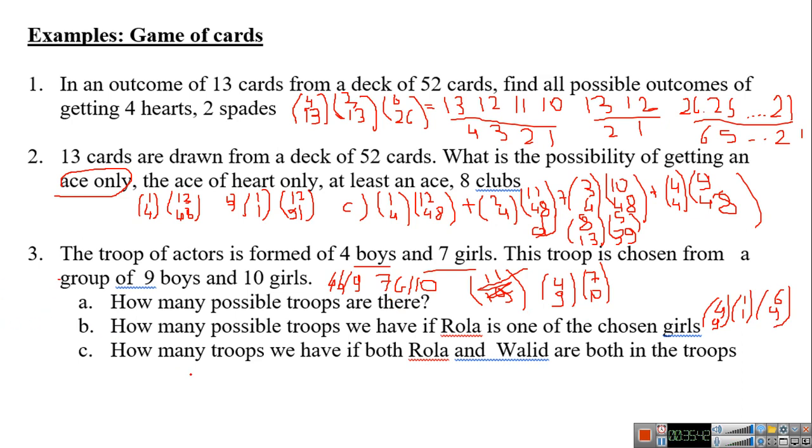So here in this problem, I want to pick Rula 100%. Instead of picking 7 girls, I have 6 girls out of 9. I want to pick Walid, so 1 out of 1. And instead of picking 4 boys, I will pick 3 boys out of 8 because Walid, 100%, I'm going to pick him.